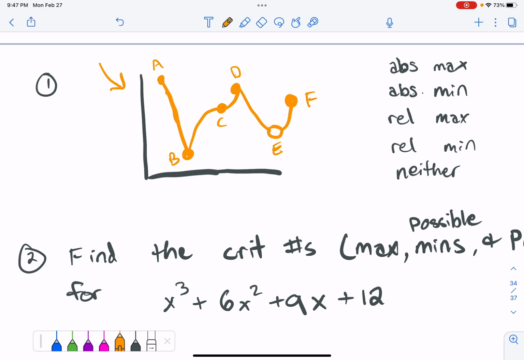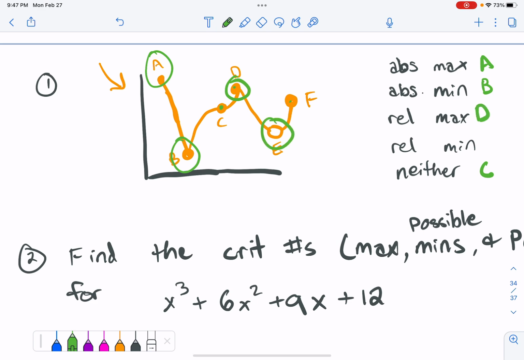So A is going to be the absolute highest point on your graph because all these other ones are lower than that. So I'm going to label A as the absolute max. B is going to be the absolute minimum point. C is kind of a POI actually, but we don't have POI as an option, so he is a neither point. D is going to be a maximum point. He's a high point, but he's not the highest point, so he is a relative max.